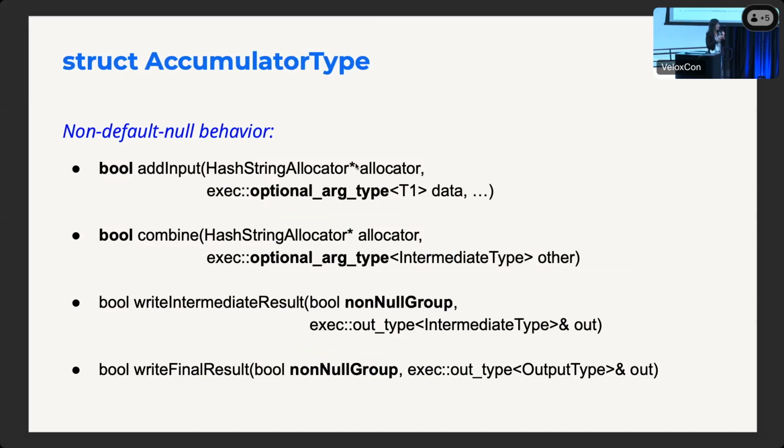If an accumulator has ever been updated by add input or combine, then we set an internal state of the accumulator to be a non-null group. That is the flag that you can see received by the write intermediate result and the write final result. So those last two methods receive a flag indicating whether the current accumulator is a non-null group, and then they write the content in the current accumulator to the out argument and return a Boolean indicating whether they have written a non-null value to the out argument. So this is what those functions do.